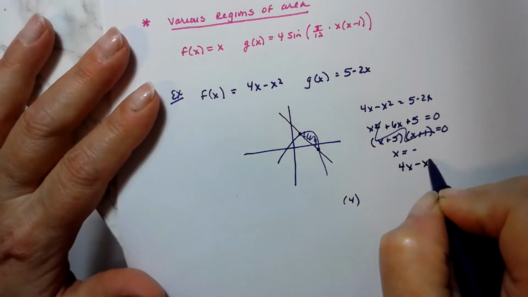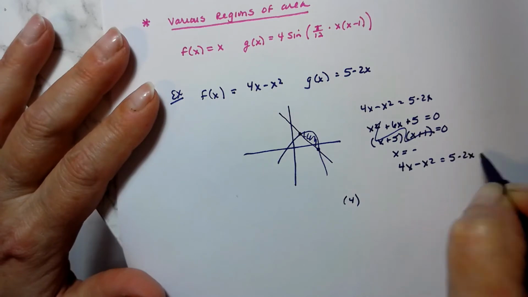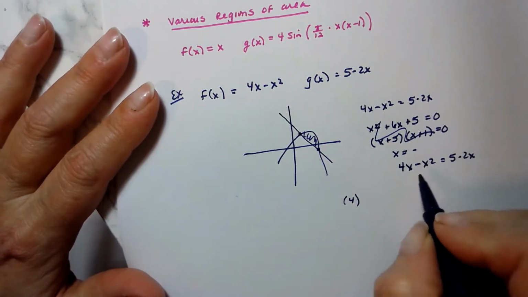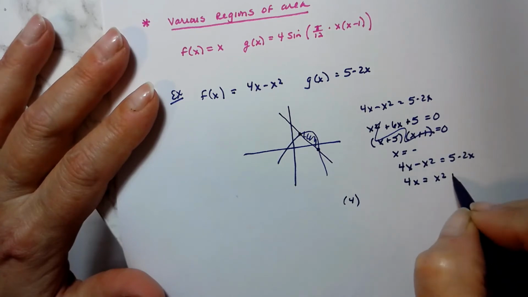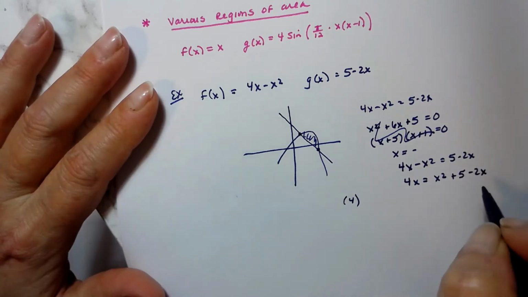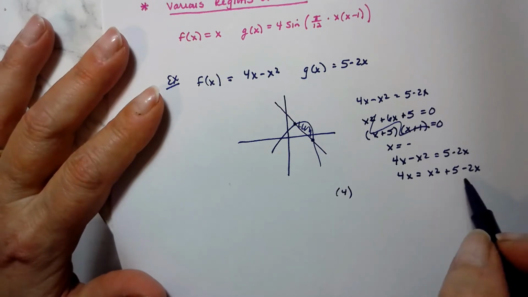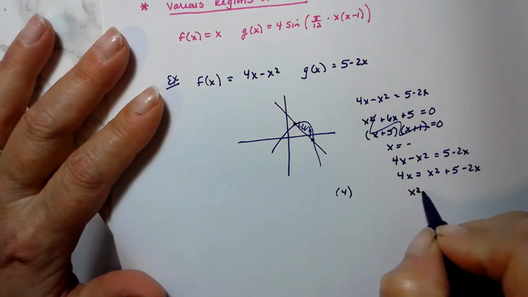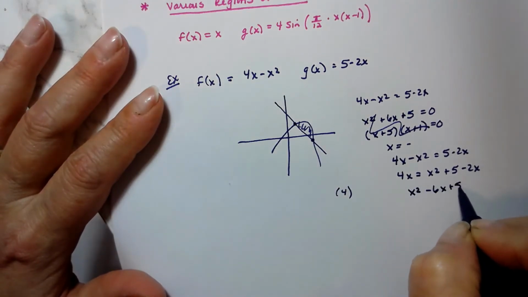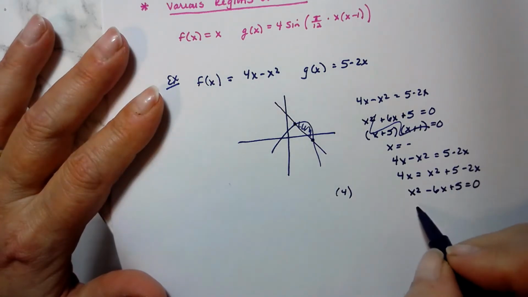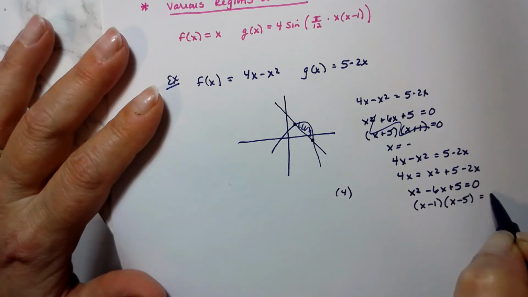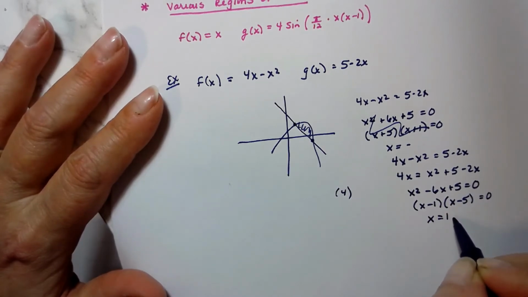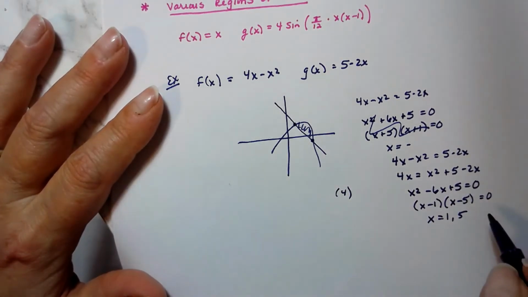4x minus x squared equals 5 minus 2x, right? I'm going to bring x squared over. So I have 4x is equal to x squared plus 5 minus 2x. I want to be careful because I don't want to make the same mistake twice. So we have x squared minus 6x plus 5 equals 0. That's x minus 1, x minus 5 equals 0. So x equals 1 and 5. My limits of integration are 1 to 5.